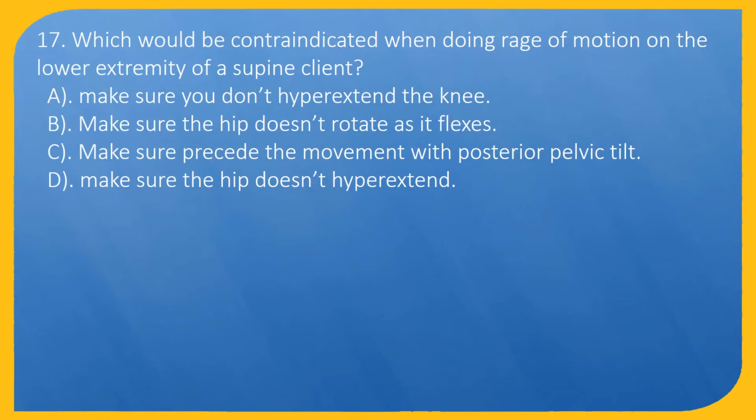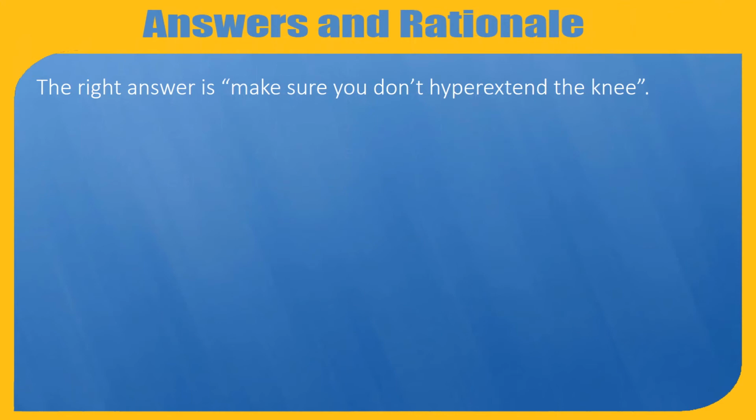Question 17. Which would be contraindicated when doing range of motion on the lower extremity of a supine client? A. Make sure you don't hyperextend the knee. B. Make sure the hip doesn't rotate as it flexes. C. Make sure to precede the movement with posterior pelvic tilt. D. Make sure the hip doesn't hyperextend. The right answer is make sure you don't hyperextend the knee.